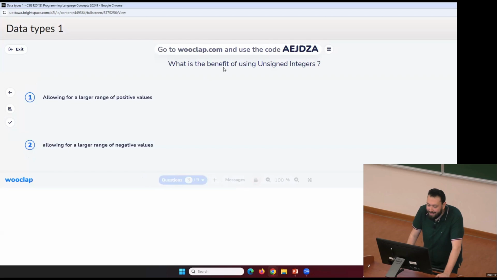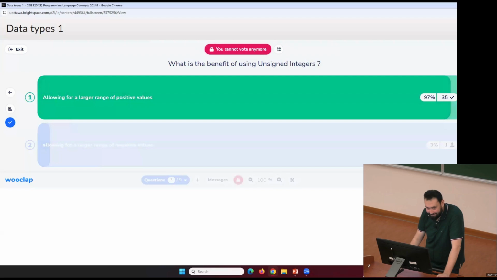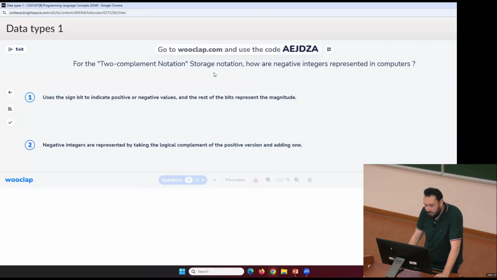What is the benefit of using unsigned integers? So unsigned integer, what is the benefit? We covered it in class, of course. Positive values. Can't you say that both are true because you could just use unsigned and assume they're all negative? Maybe, but I'm talking about what we covered today in class. I have to double check. I don't want to answer yes or no because I'm not sure.